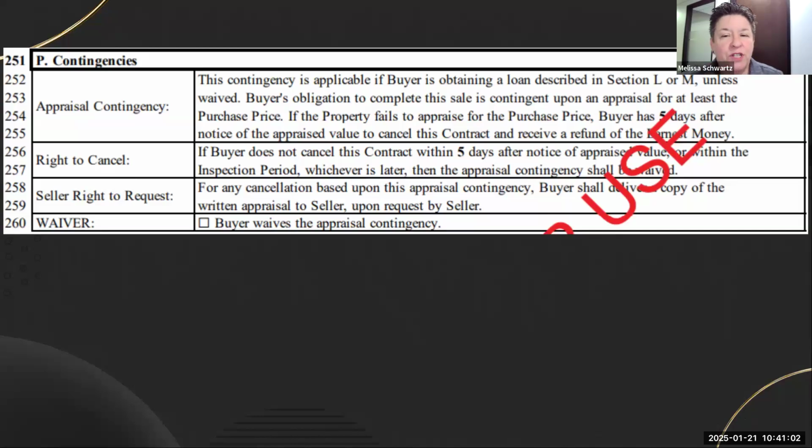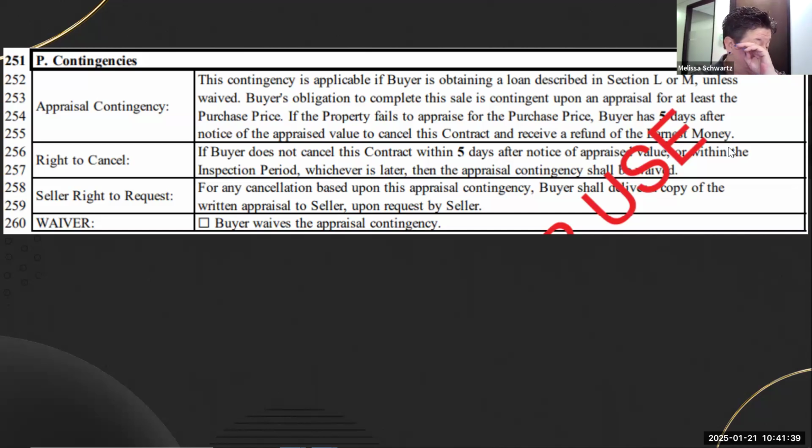The appraisal contingency: unless you're waiving it, it's 5 days. It's just hard to see if you look right there. It's where that little red line is at the E. Right to cancel. If you get the appraisal and you don't cancel within the 5 days, the appraisal contingency is waived. Buyer has to move forward. Cancellation based on this, buyer shall deliver a copy of the written appraisal.